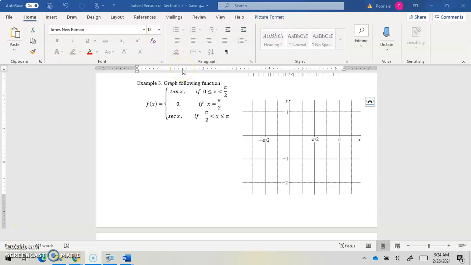Let's look at this last function. F of x is equal to tangent x if x is lying between 0 to pi by 2. F of x is 0 if x is equal to pi by 2. F of x is secant x if x is lying between pi by 2 to pi.